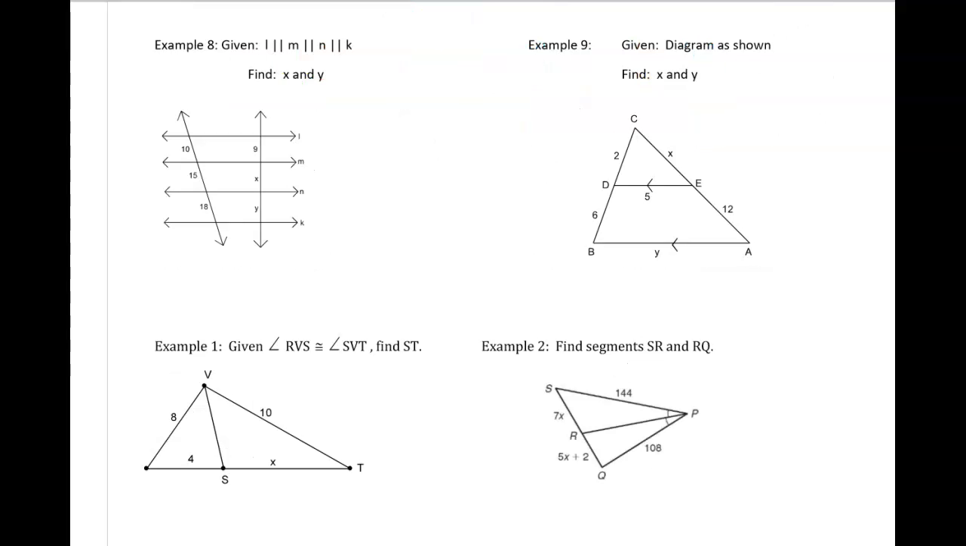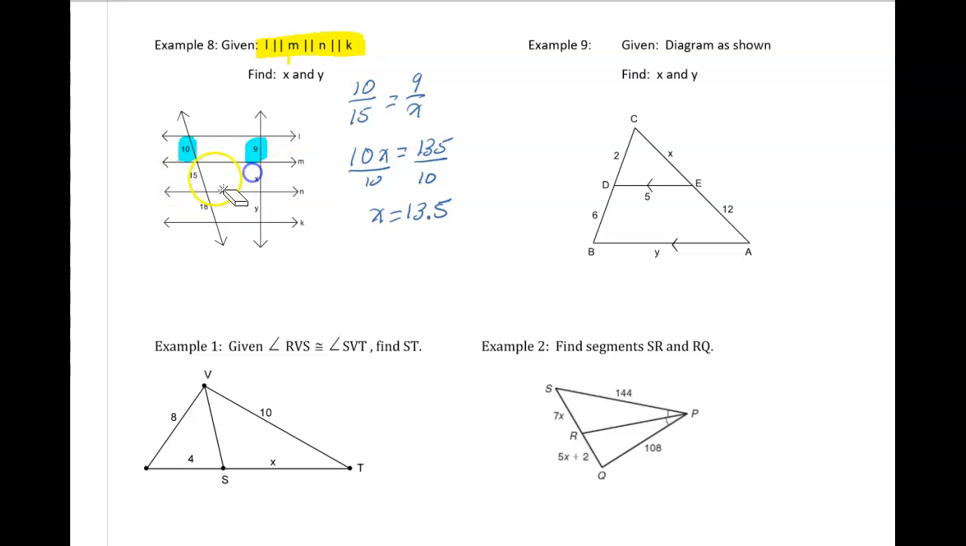For problem number 8, it is stated that these lines are parallel, so we need the lines to be parallel. So to find x, I might say 10 over 15 is equal to 9 over x. So those are the corresponding proportions. So 10 over 15 is 9 over x. Multiplying, 10x is equal to 135. Divide by 10. Again, you will get a decimal, 13.5.